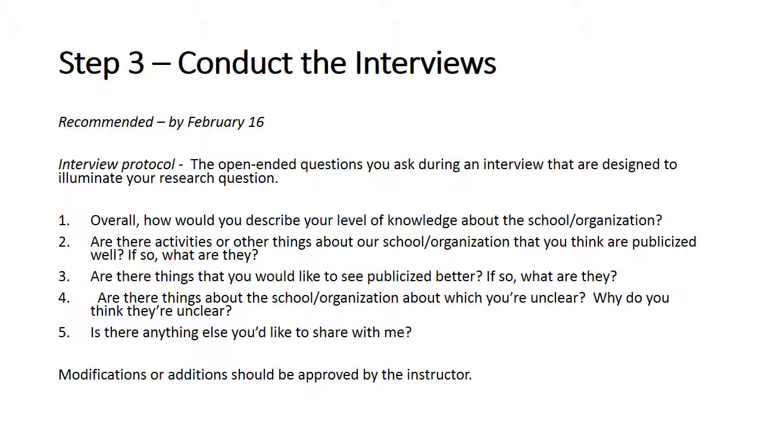4, are there things about the school or organization about which you're unclear? Why do you think they're unclear? And 5, is there anything else you'd like to share with me? You will simply ask these questions and jot down notes, as I'll describe in a bit. Any modifications or additions to the questions should be approved by the instructor.